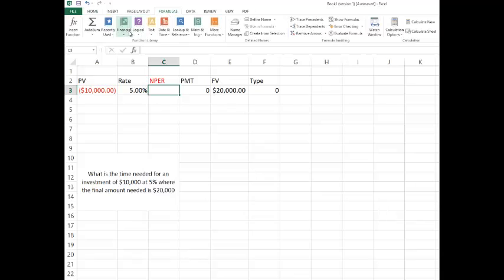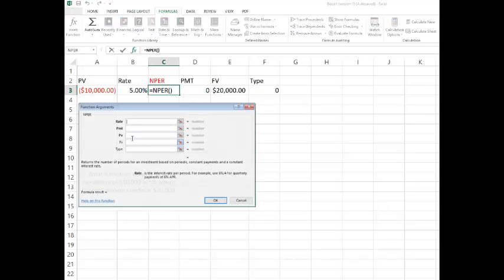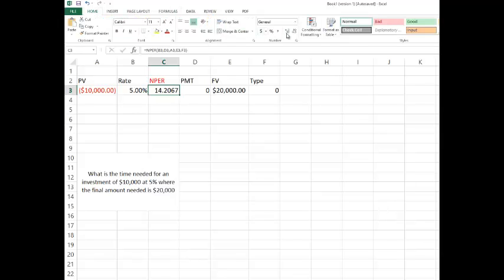So the formula is financial. We go down to NPER, which is here. The rate is 5%. The payment is 0, so we click the cell. Present value is 10,000. Future value is 20,000, and type is 0. So it's going to take us 14.2067 years. If you wanted to, you could go up here and round this down to 14.21 years.